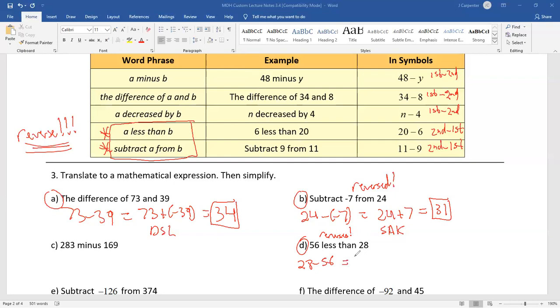Let's change our subtraction to an addition. So 28 plus, then change the sign of the 56 to a negative. That's DSL. So we're going to subtract the numbers. 56 minus 28 is 28. Keep the sign of the larger. The 56 is larger, so that's a negative 28.